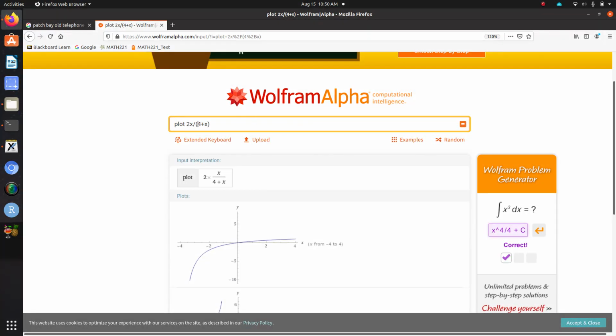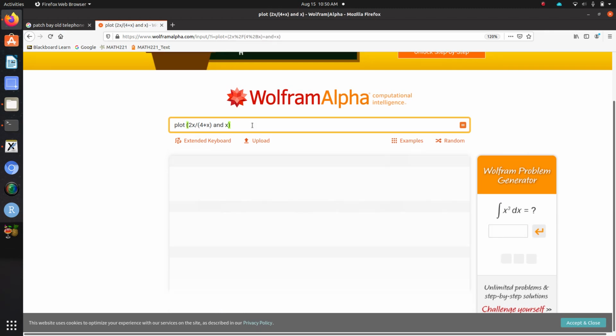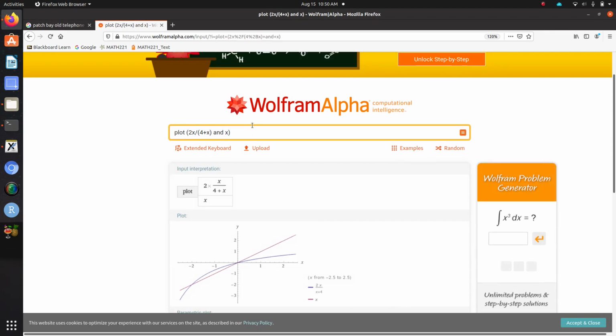So what if we plot this guy and y equals x, see what that looks like together, and then we'll plot the inverse function together with that. Okay, and I want to plot minus 4x over x minus 2.